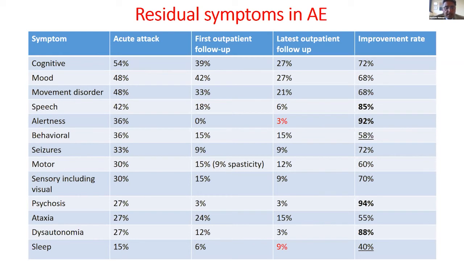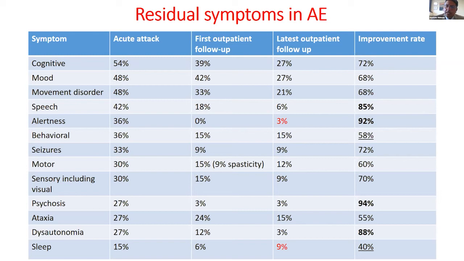First of all, you see that there is significant improvement in almost all symptoms, even during the first outpatient follow-up. And the more improvement is expected the longer you follow the patient. So there is room for improvement over time, as you can see from these numbers. For example, for cognitive symptoms, 54% of the patients had cognitive symptoms during their acute attack, but during the first outpatient follow-up, only 39% had cognitive symptoms. And during the latest outpatient follow-up, only 27% had cognitive symptoms. And then 72% of patients who had cognitive symptoms reported improvement.